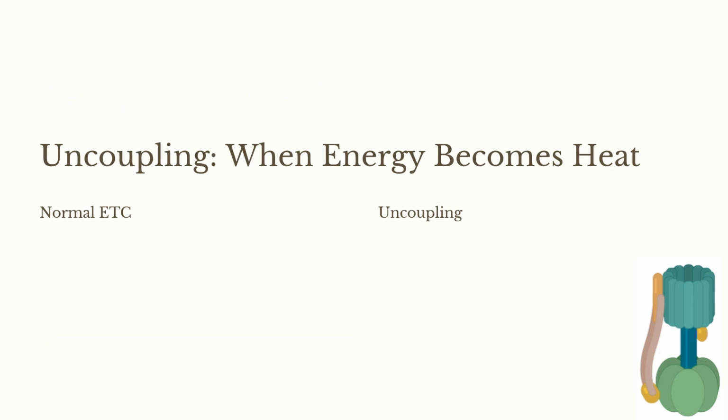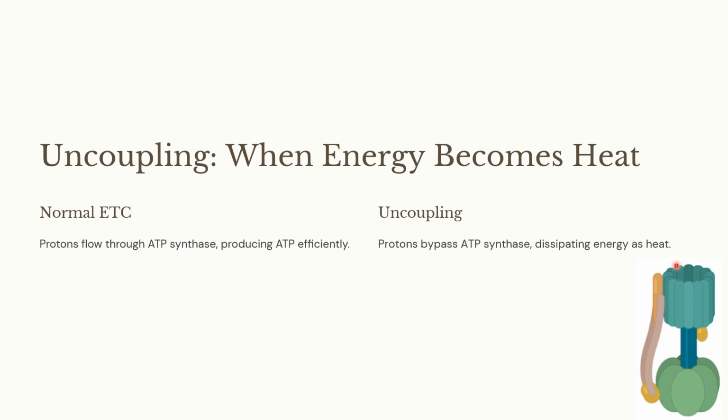So what do you understand by uncoupling? Normally, through the electron transport chain, protons flow through ATP synthase, thereby producing ATP. But uncoupling means that protons will bypass this ATP synthase and enter into the mitochondrial matrix. Only if it goes through this ATP synthase will the ATP be produced. But if it bypasses and enters directly into the mitochondrial matrix, ATP is not produced, but instead energy is produced, and that is dissipated as heat. So uncouplers will cause heat production.